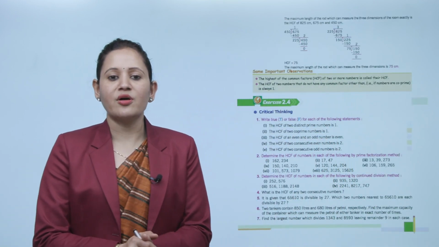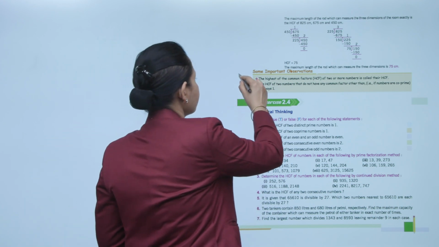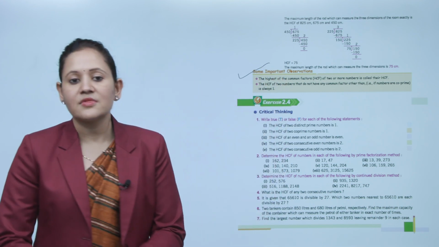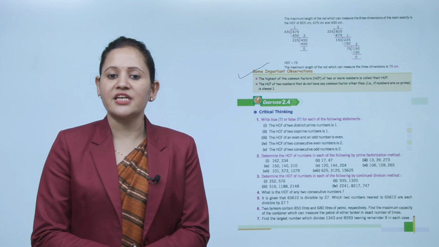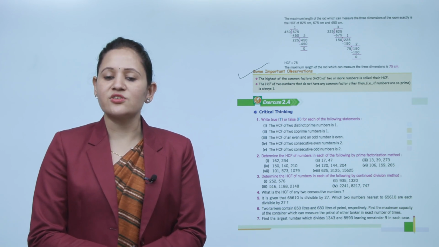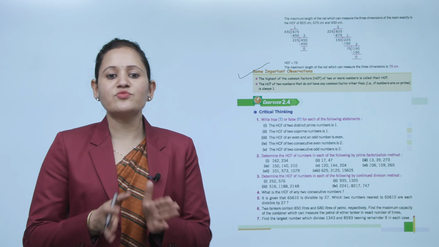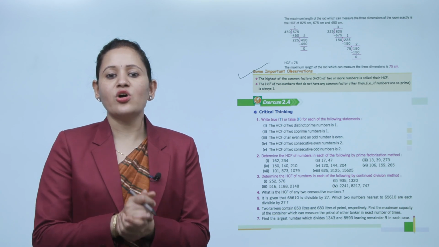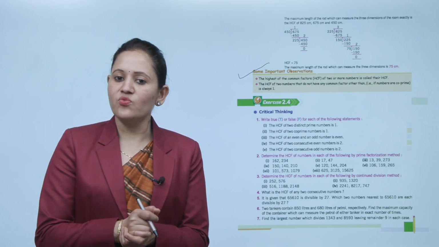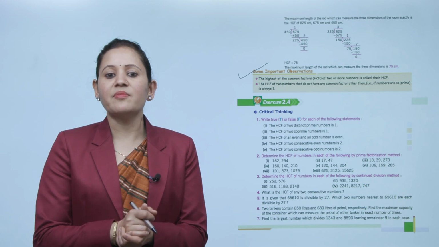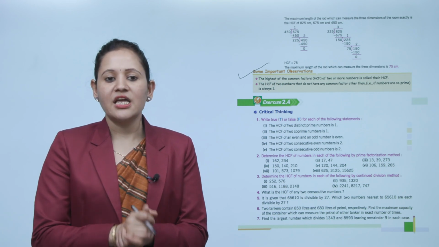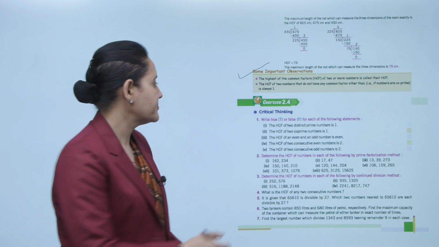Next are some important observations. The highest of the common factors of 2 or more numbers is called their HCF. The HCF of 2 numbers that do not have any common factor other than 1, that is, if the numbers are co-prime, is always 1. Next is exercise 2.4.